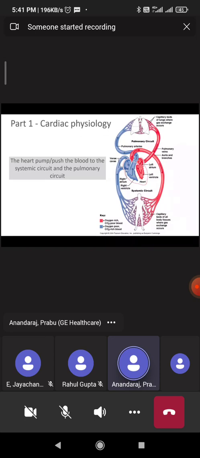compared to that of the left, because this is pumping the blood to the entire body with very high pressure. That is the normal systolic pressure we are talking about, and the diastolic pressure. Normal BP is 120 by 80. That is applicable on the left side of the heart. But on the right side, when the right ventricle contracts, it goes into the lung.